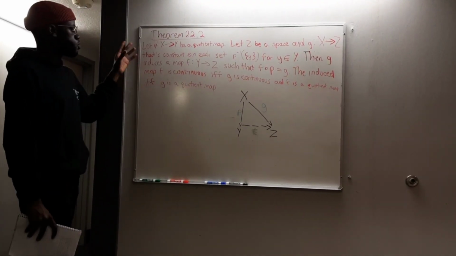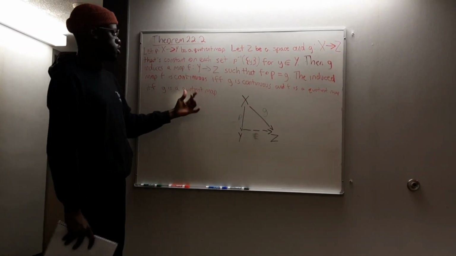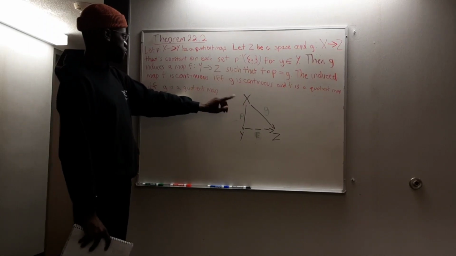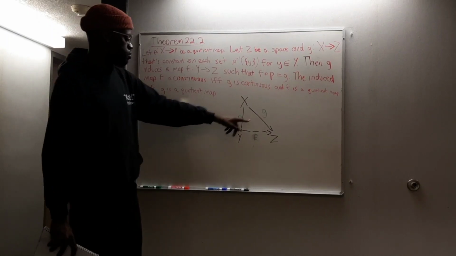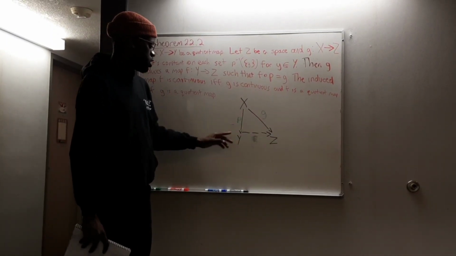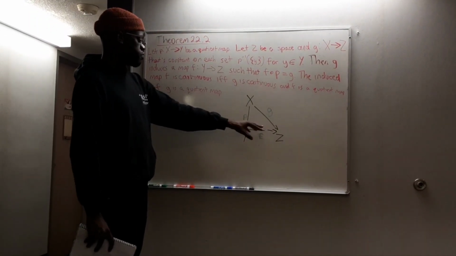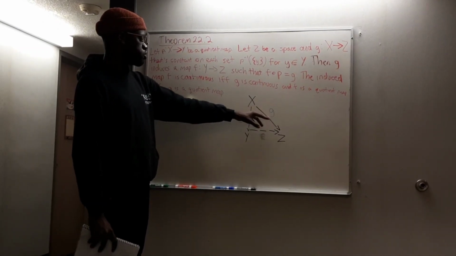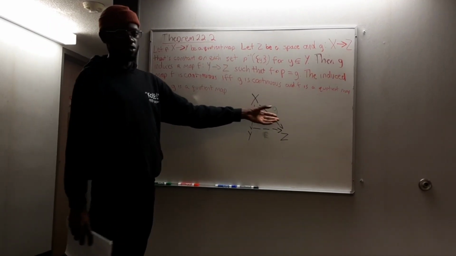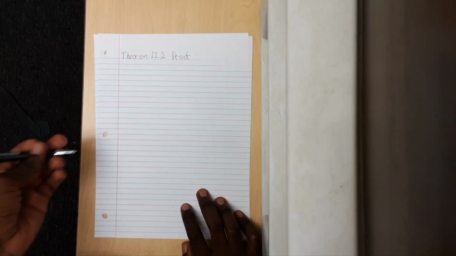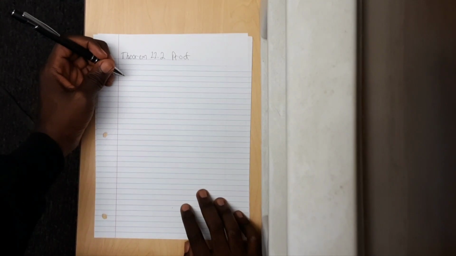So that's basically 22.2. And again, this is just a visualization of what theorem 22.2 looks like. As stated in the theorem, we have the map P going from X to Y, map G going from X to Z, and then we have our map F going from Y to Z, and we're making sure that F is continuous if and only if G is continuous. And if F is a quotient map, then G is also a quotient map. So now we're going to go along with the proof of theorem 22.2.